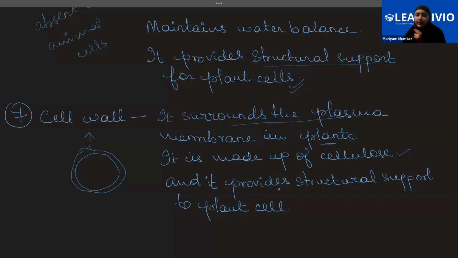So cell wall, again, it is present in plant cell, but it is absent in animal cell. Do you have any doubts up until now? Could you say the last part again?